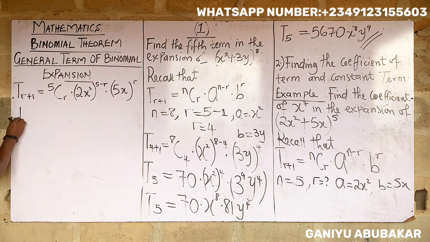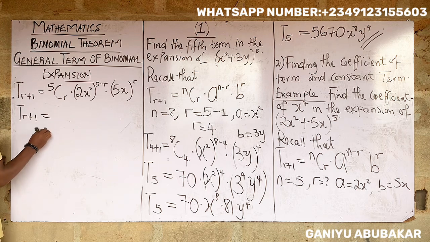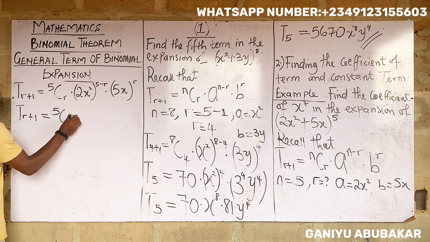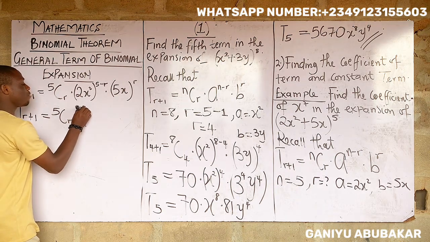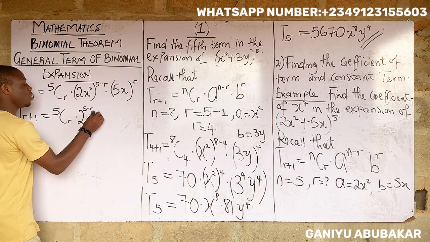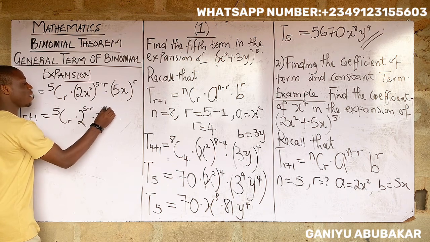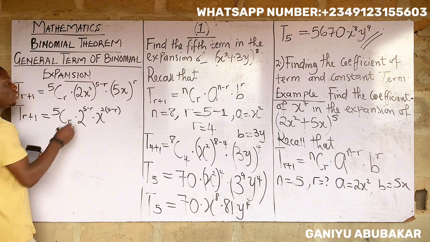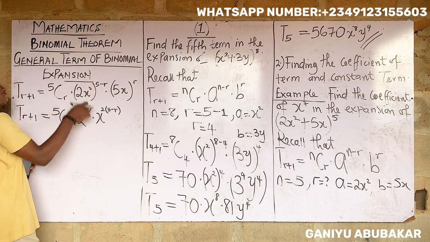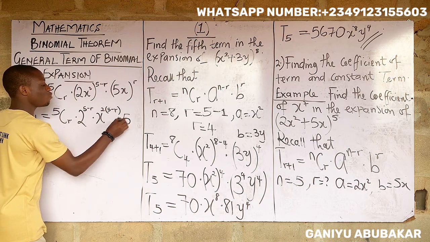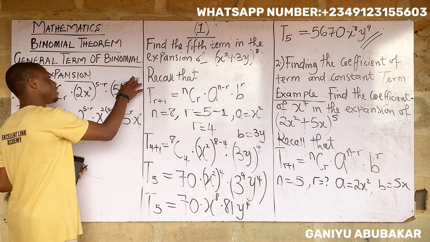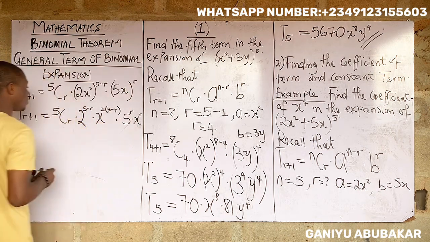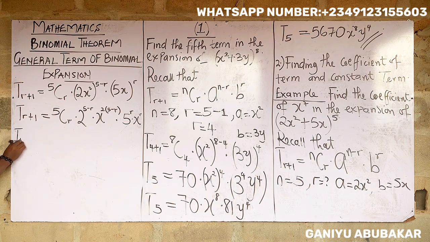From here I'll have that T r plus 1 equal to 5 combination r, this becomes the idea of indices: 2 to the power 5 minus r, times x to the power 2 into 5 minus r. Apply indices. This one affects this, so I have this, times 5 to the power r, times x to the power r. So I'm applying indices, r will come here. From here I'll have T r plus 1 equal to... I'm trying to get r, that's the concept now.